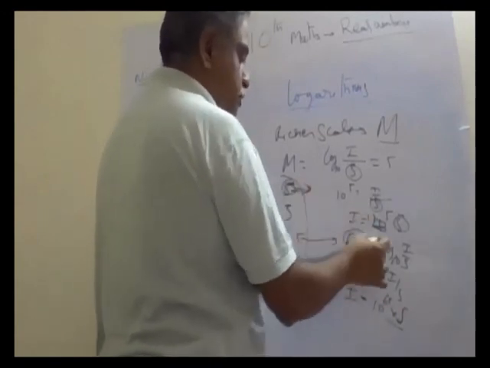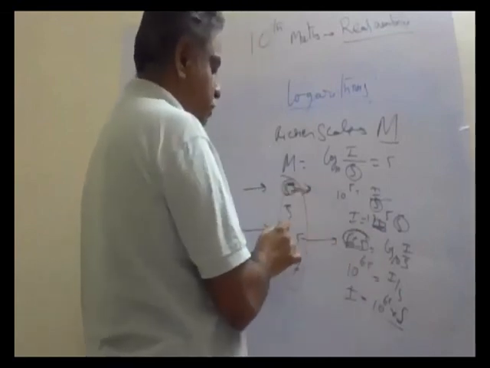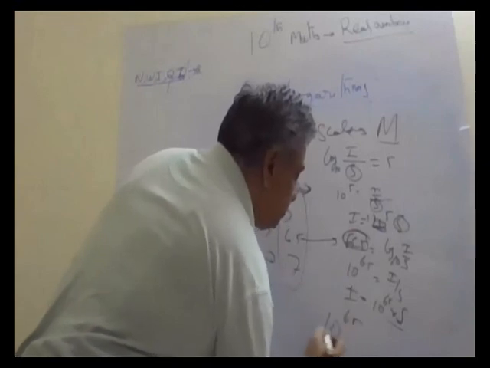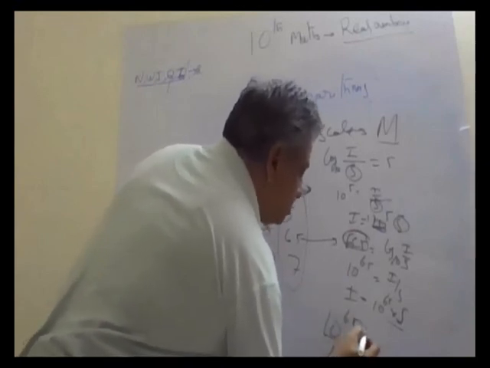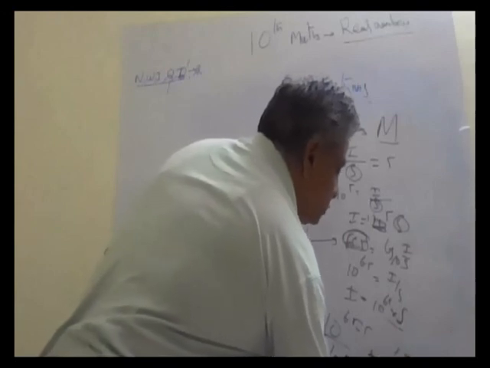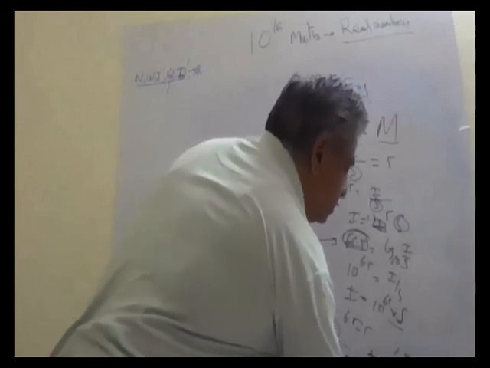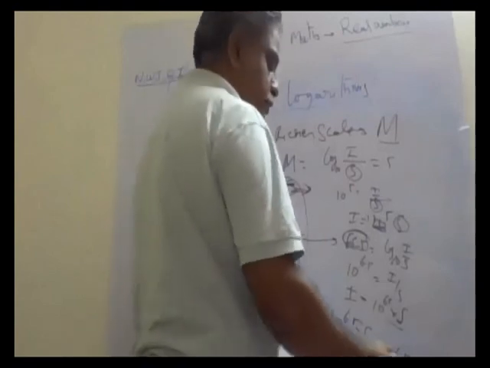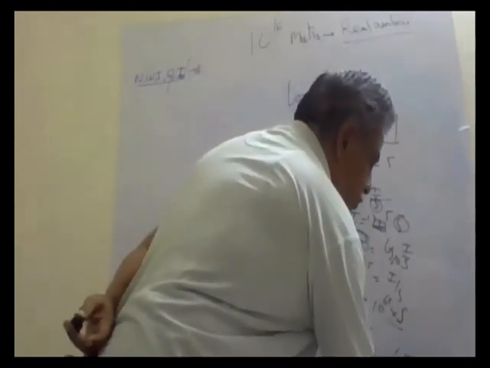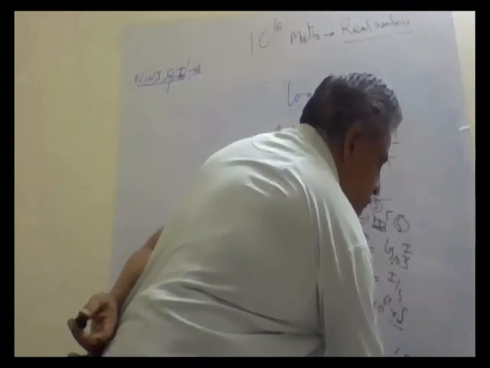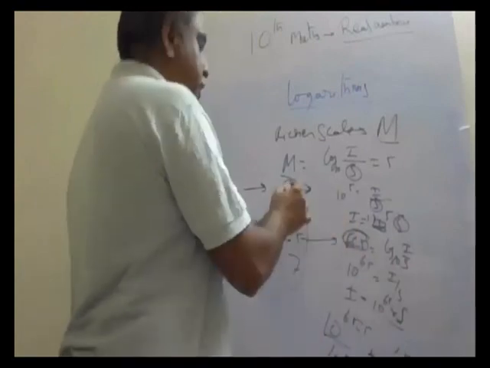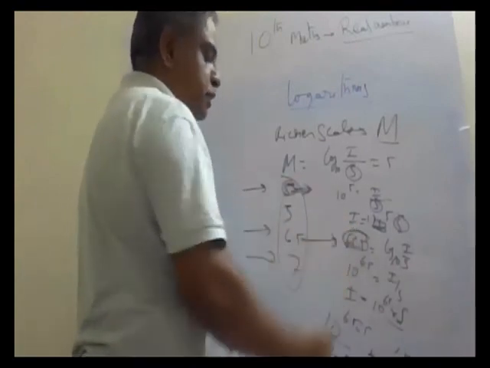What is the difference between 6.5 and 5? How many times? The scale is 5 in one case and 6.5 in the other. This is 10 to the power of 6.5 by 10 to the power of 5, that means 10 to the power of 1.5, which is 10 to the power of 3 by 2, that is 10 times the square root of 10, so root of 1000. That many times it is more than 5.